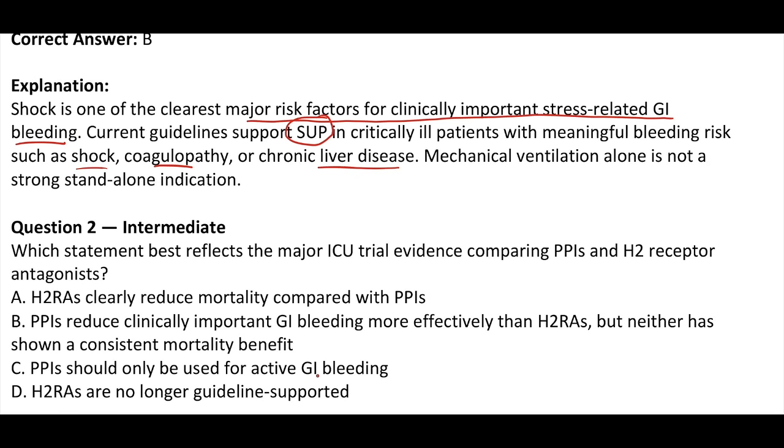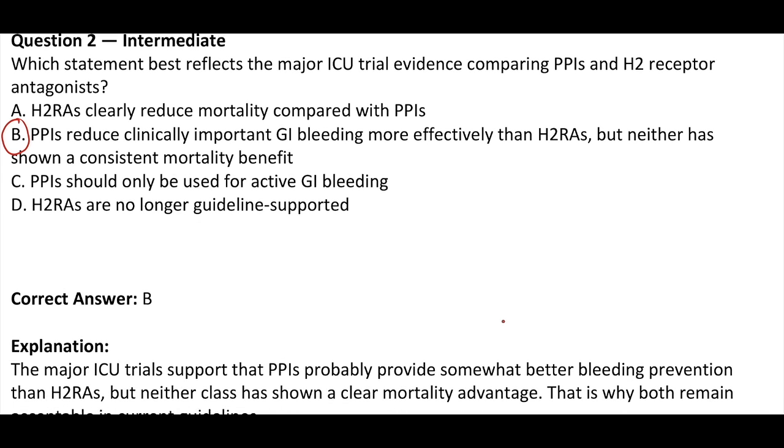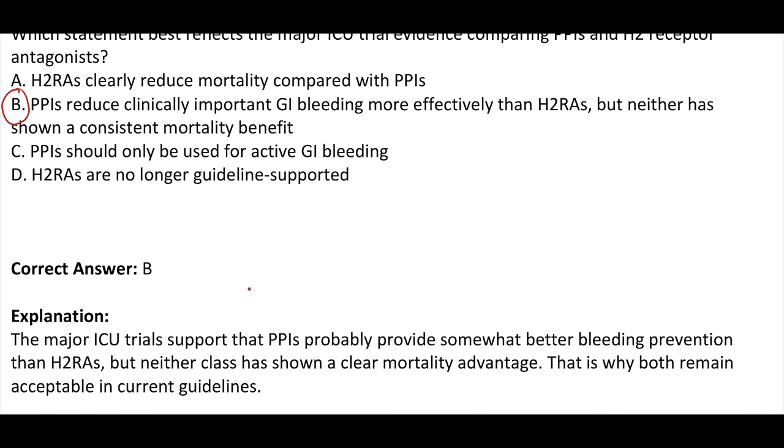Pause if you need to. The correct answer here is also B. PPIs reduce clinically important GI bleeding more effectively than H2 receptor antagonists, but neither has shown a consistent mortality benefit. So the major ICU trials that we talked about support that PPIs probably provide somewhat better bleeding prevention.